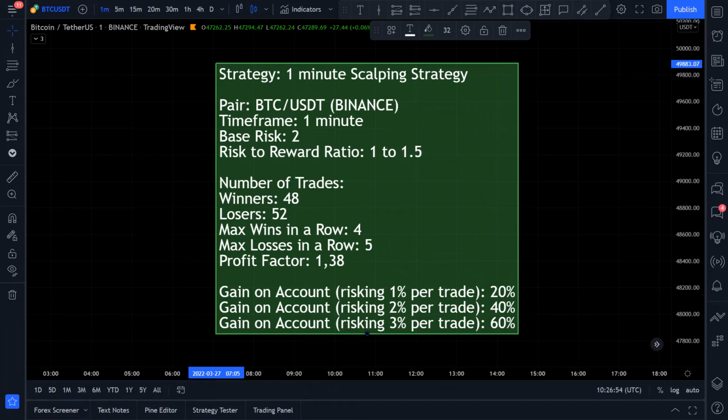After 100 trades on the 1-minute chart of a Bitcoin USDT pair, this strategy has made a 20% gain on the account with a 48% win rate. These results are pretty good for a 1-minute candle strategy. Now let's take a look at the equity curve.